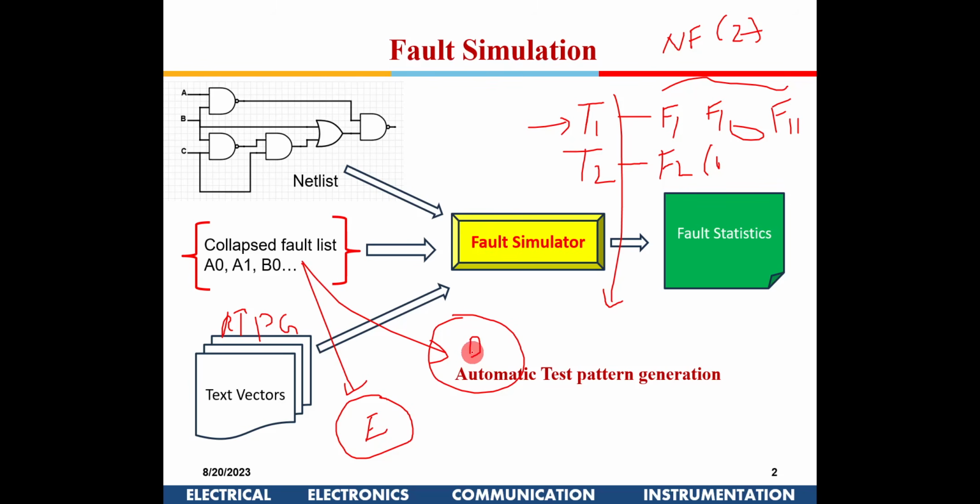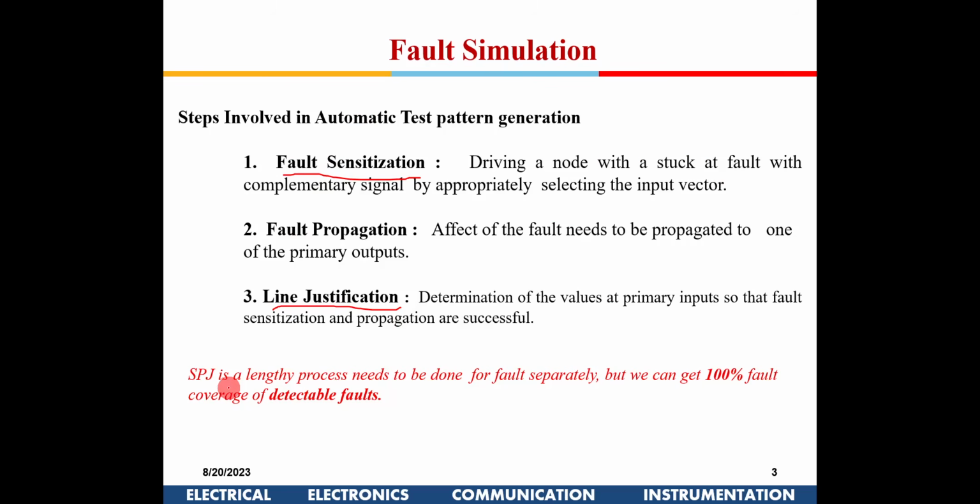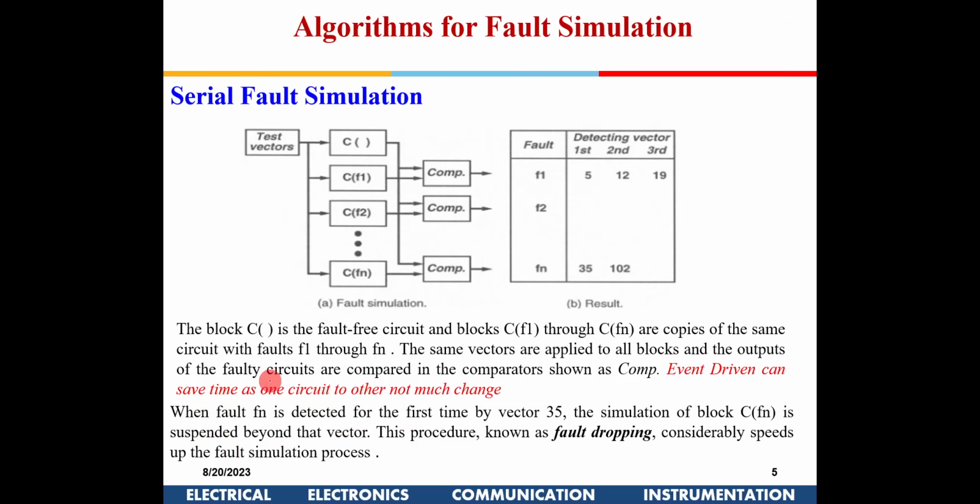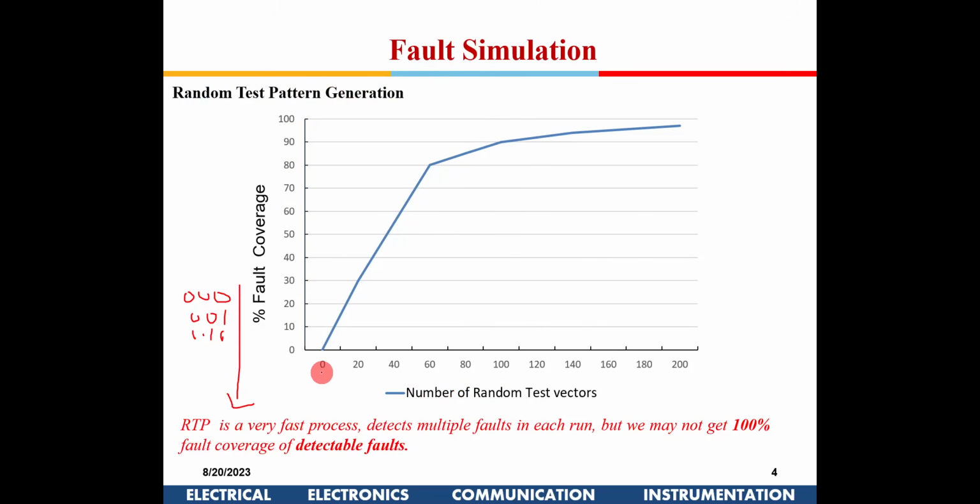For the difficult faults, I will do this SPJ, taking one fault at a time. And for the easy faults, I'll use the fault simulation software where I give the random test patterns. As you keep increasing the trial runs, you take each test vector and run it through the algorithm, and it will keep covering one or many faults. Within a reasonable time, you will find all the easy faults get covered.